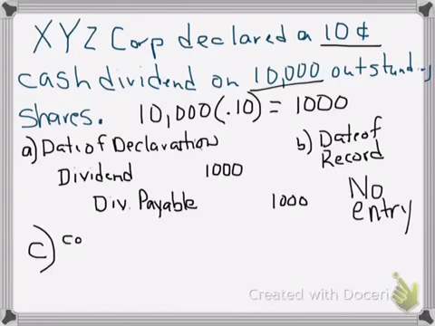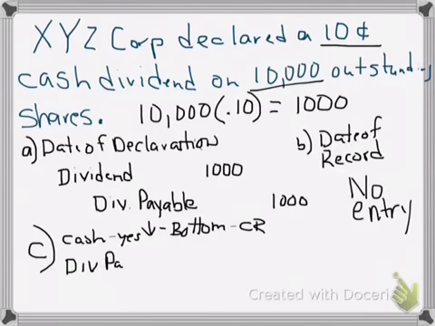So, is cash involved in this entry? The answer there was yes. What's happening to my cash? Well, it's going down. So, if cash goes down, that's going to be on the bottom because cash is going to be my credit. So, what I'm doing is I'm paying this dividend payable. So, dividend payable will be my debit account. Cash is my credit account, and that'll be for those $1,000 amounts.